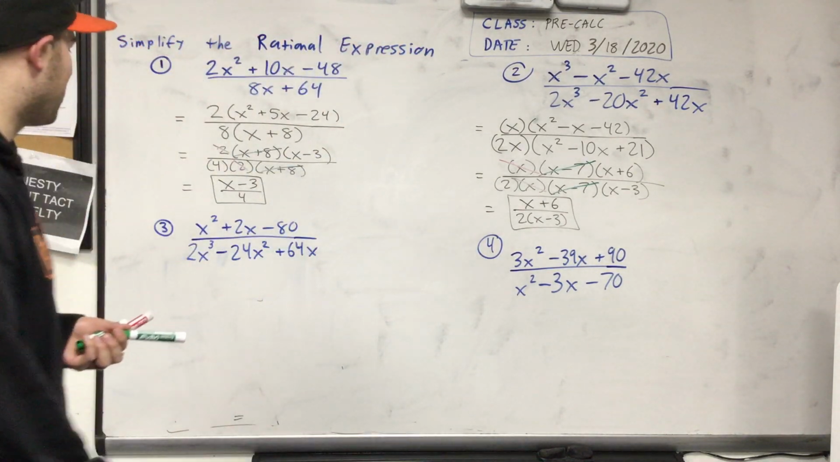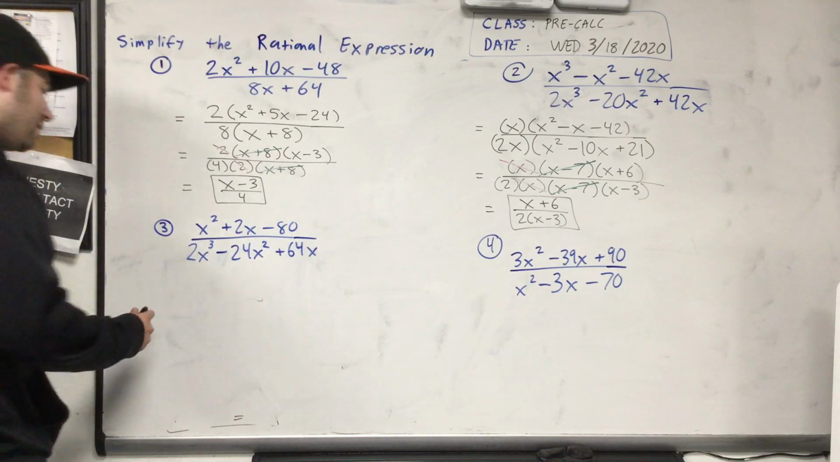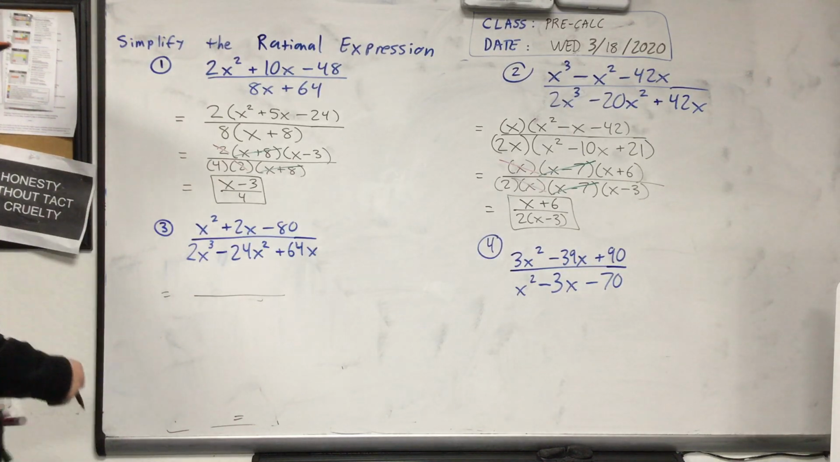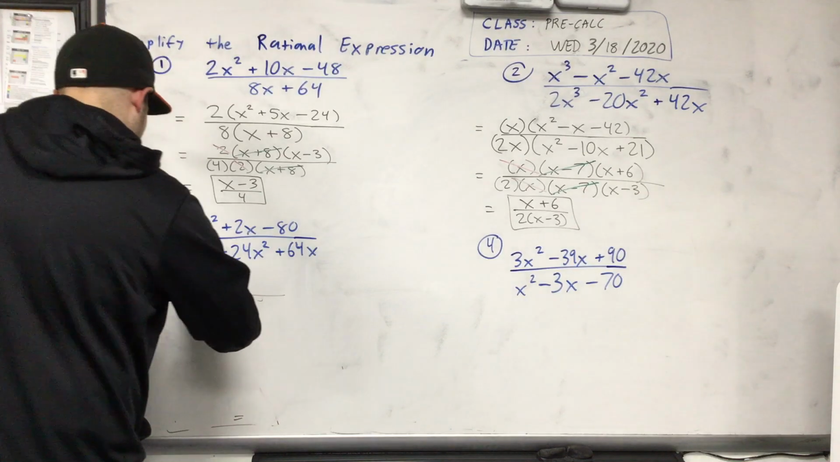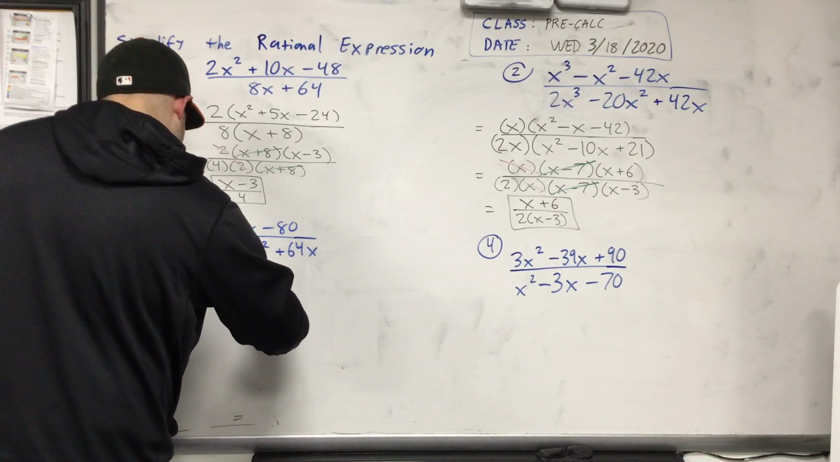All right, let's take a look at number 3. Can I take something out from all 3 terms on the top? Not quite. But I do know that I do need to factor this quadratic trinomial. What 2 numbers multiply to negative 80 and add to 2? Has to be a positive-negative combination where the positive is a little bit stronger. In particular, x plus 10 over x minus 8.